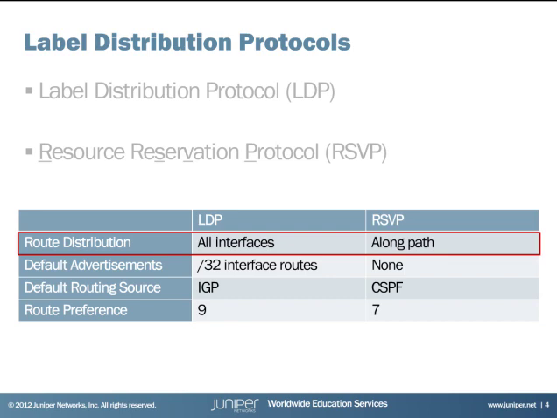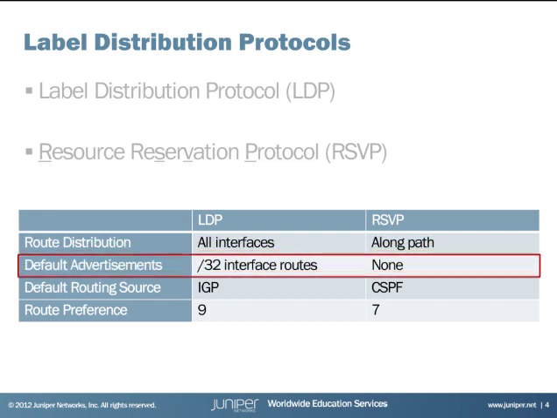First, by default, LDP floods all label mappings out all interfaces. One author suggested that it resembles RIP in some ways. By contrast, RSVP only sends label mappings along the path that the LSP follows. You may not even see neighbor relationships on interfaces where there are no LSPs.